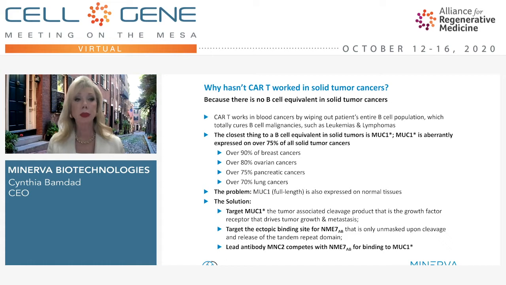And so the challenge was, MUC1 full length is expressed on all epithelial tissues. So how do you make a CAR T that's not going to hit your normal tissues? And the answer is you have to target MUC1 star, but you also have to target this hidden binding site, which is only exposed after MUC1 is cleaved and the tandem repeat domain is released from the cell surface. And importantly, our lead antibody competes with this onco-embryonic growth factor, NME7, for binding to this ectopic site.